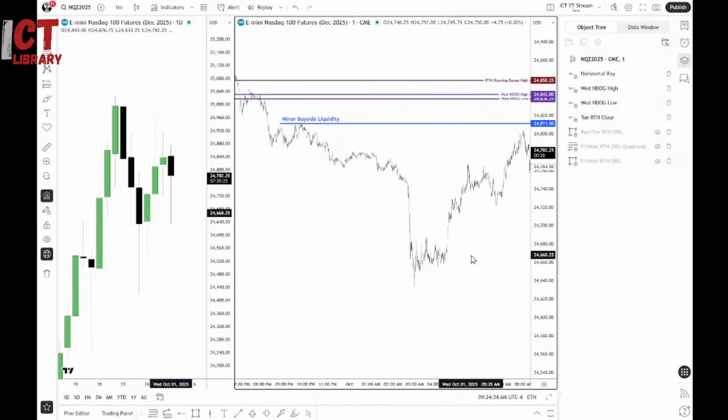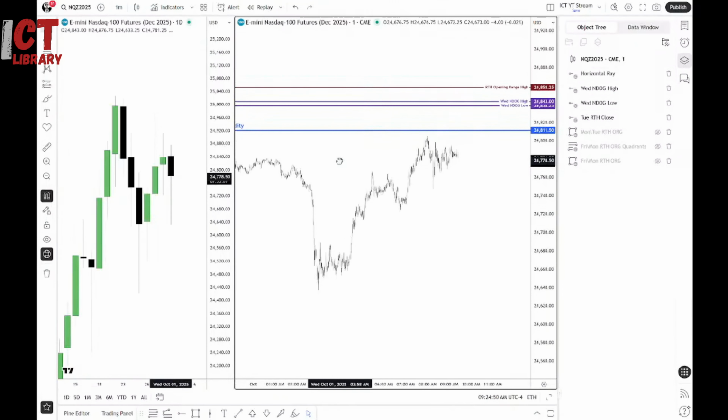So now think about what we have here. We have regular trading hours opening range high, which was where we closed regular trading hours yesterday at 4:14 p.m. Eastern time. We're below that. We're below new day opening gap, and we have minor buy side up here. So already out the gate, we have three things going in our favor where it could likely push higher to explore and probe, reaching for buy side liquidity.